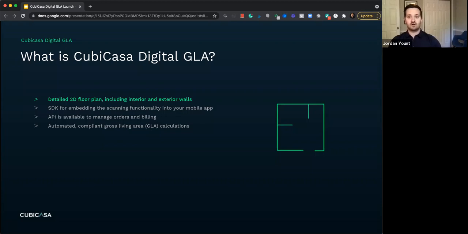And so it does give you all the really great visuals that we provide, and it adds on that digital GLA piece. The second part is a really simple SDK for integrating this into your own existing app, as well as the APIs for really simplifying that order management process and making it very easy to have this delivered right into your own systems and not have to log into the CubiCasa system in order to get that file. And then the last is an automated compliant gross living area calculation.